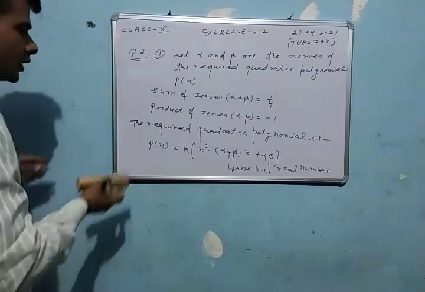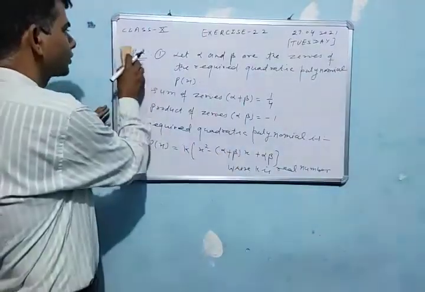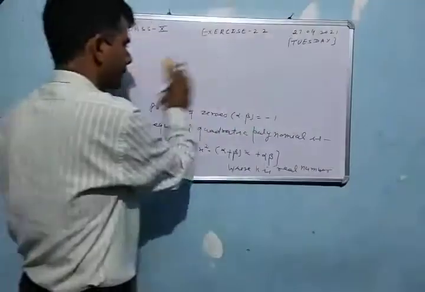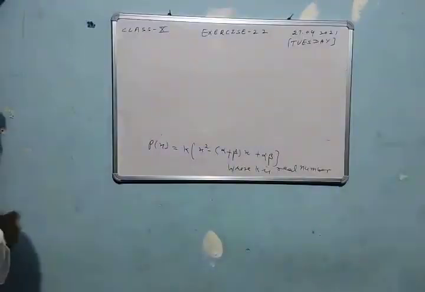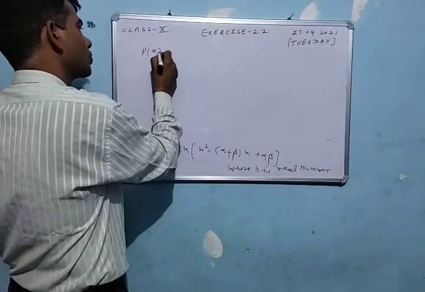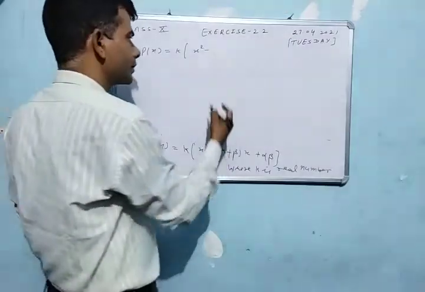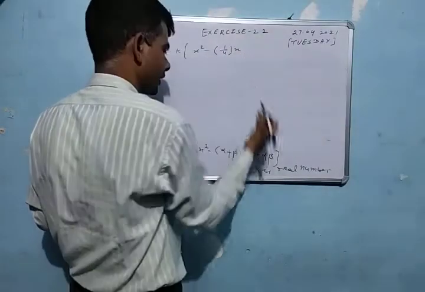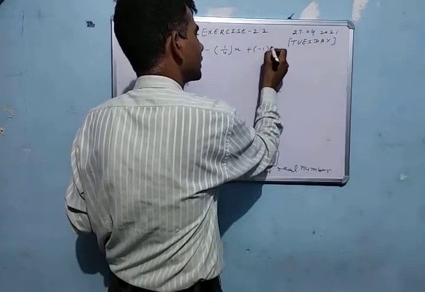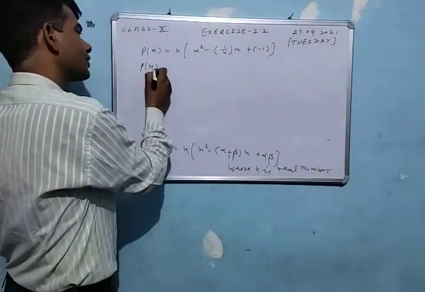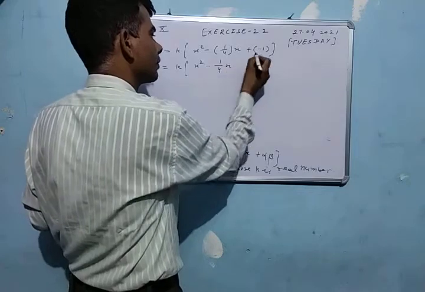Now students, we will replace the value of alpha plus beta and alpha beta here. Now students, p of x is equal to k bracket x square minus the value of alpha plus beta, that is 1 by 4 x, and value of alpha beta, that is minus 1 plus minus 1. Student, it can be written as p of x is equal to k x square minus 1 by 4 x minus 1.